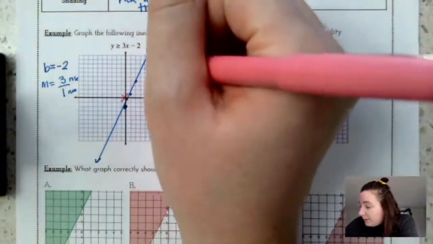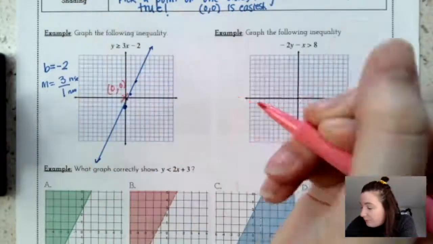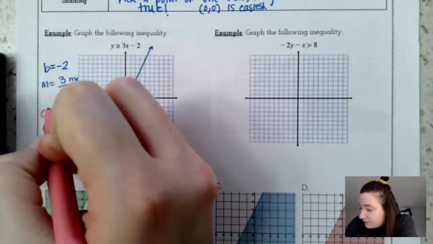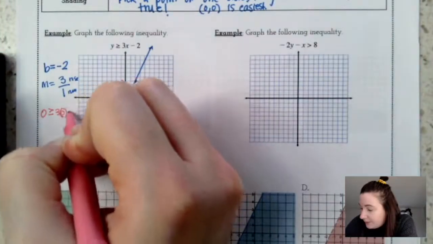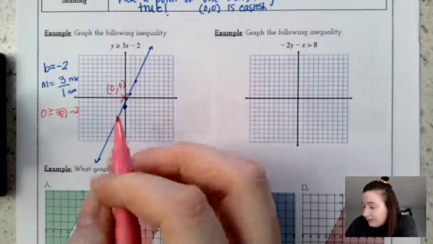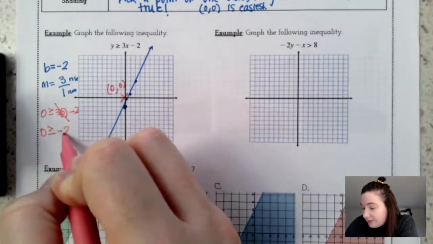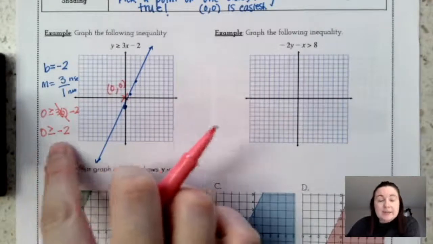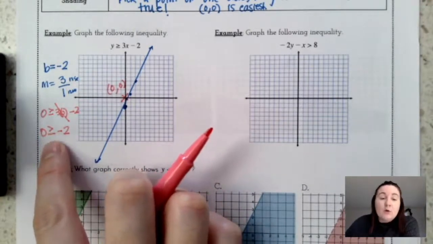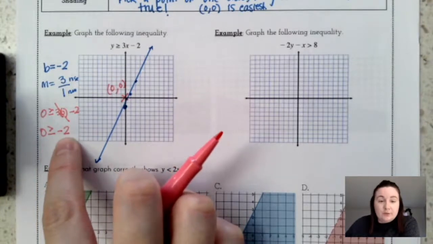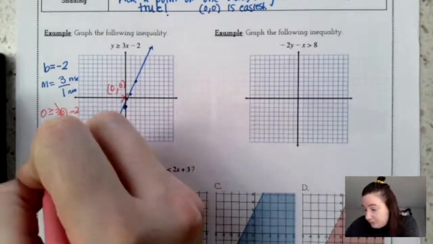So we're going to plug in 0 for x and 0 for y because that's the point that I'm choosing. So 0 is greater than or equal to 3 times 0 minus 2. Now, the nice thing about zeros is that they cancel, so I'm left with 0 is greater than or equal to negative 2. And I need to ask myself if this is true. Is 0 bigger than or equal to negative 2? 0 is bigger than all negative numbers, so that is true.